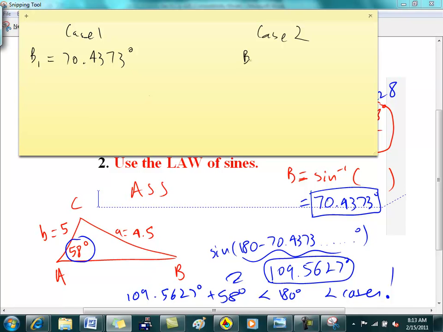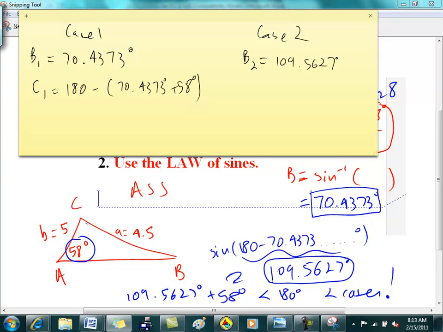And for this case, B2 is going to be equal to 109.5627. Your final answers have to be to 4 digits, but when you're using these numbers in your calculator, make sure you store them away. Now, that means I've got angle A, I've got angle B, I'm going to go for angle C. So, I'll have 2 angles for angle C, obviously. So, I'm going to have C1 equals 180 minus 70.4373 plus 58. Do you see where that's coming from?